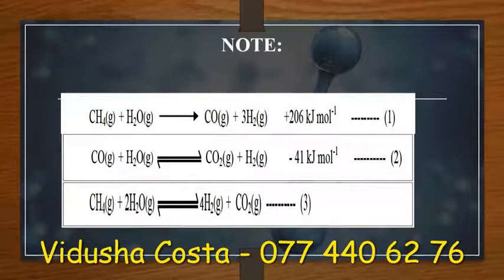So basically there are three reactions. In the first step, methane and water vapor give carbon monoxide and hydrogen. In the second step, carbon monoxide and water vapor give carbon dioxide and hydrogen. And other than the second step, a third reaction can occur, that is methane reacting with water vapor to give hydrogen and carbon dioxide.